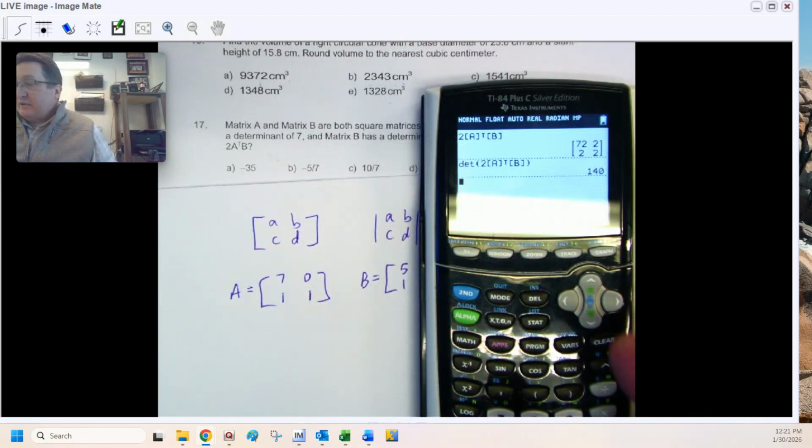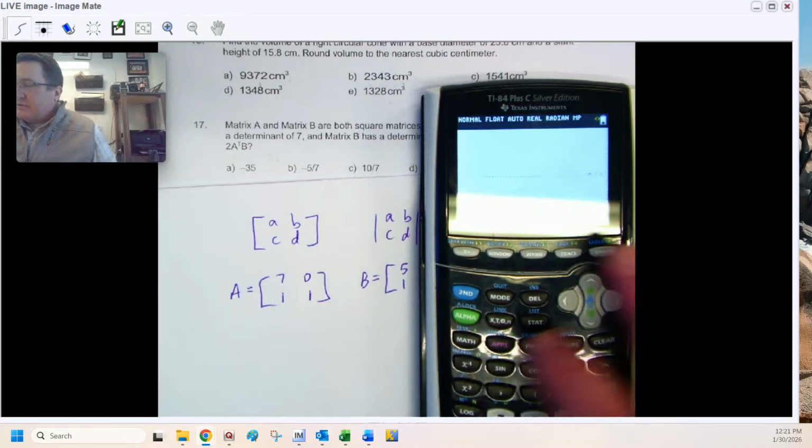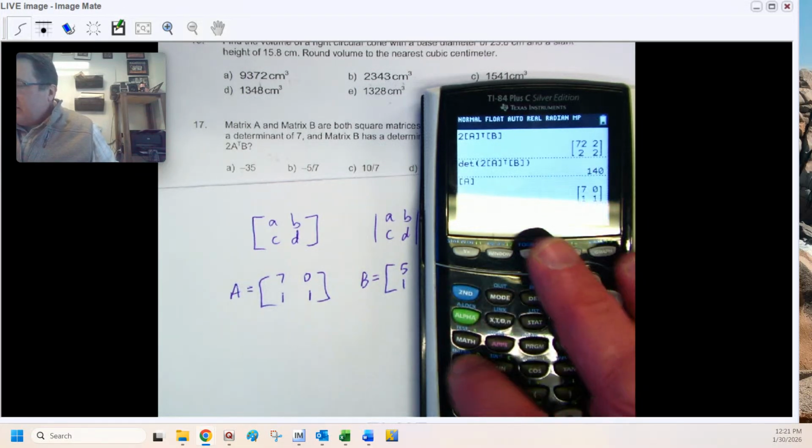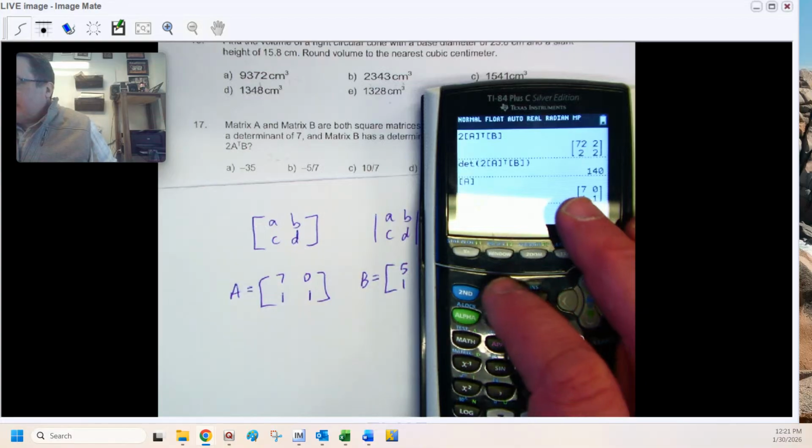Now, if you're curious, let's just take a look at what transpose means, just if you happen to be mathematically curious. There's A. This is A transpose.